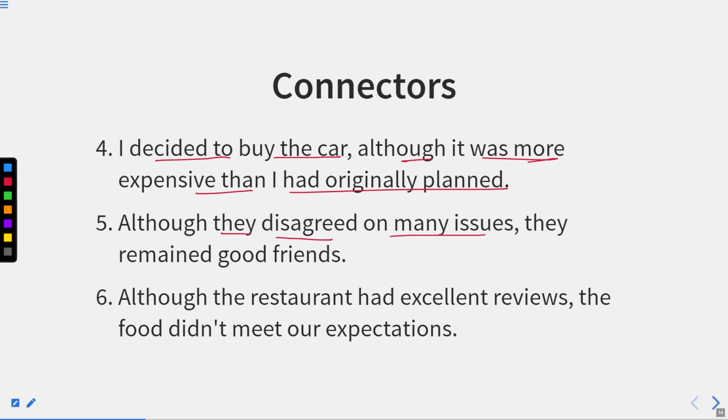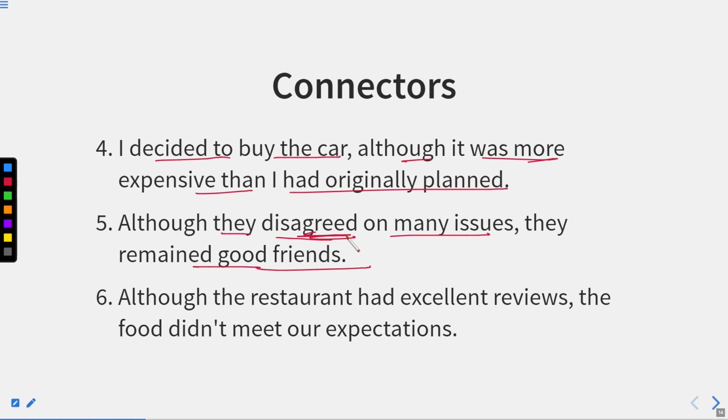Although they disagreed on many issues, they remained good friends. Okay, so in spite of having this situation, they remained good friends. It means their disagreement over some opinions did not affect their friendship. Okay. Although the restaurant had excellent reviews, the food didn't meet our expectations.